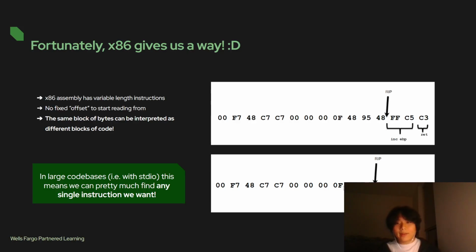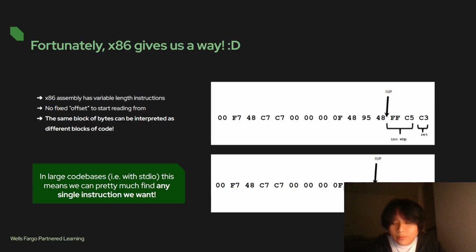And so what this means, why this is so promising for us, is that in large code bases, for example, ones that are importing standard libraries like standard IO that come with a lot of code, the binaries are large enough so that we can statistically find essentially any single instruction that we want to use.